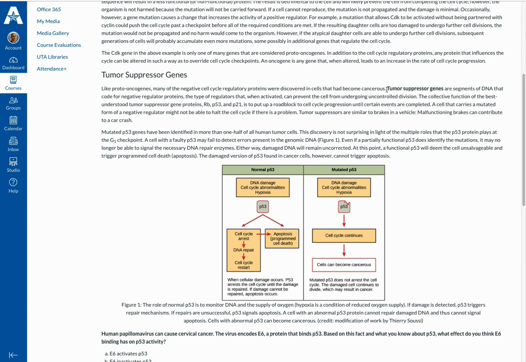And the genes that code these proteins are called tumor suppressor genes, and if there's something wrong with these genes, these regulators may not function, and they may not be able to stop a cell from basically replicating out of control, or they may not function to stop a cell that has damaged DNA.